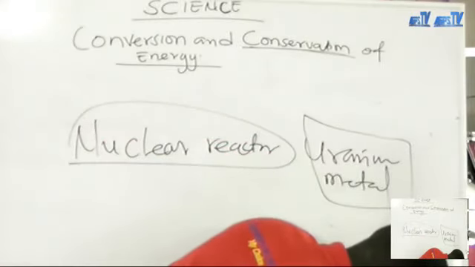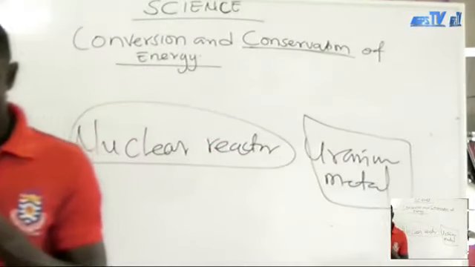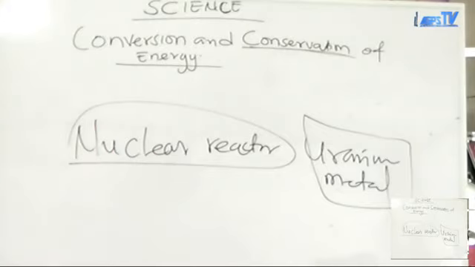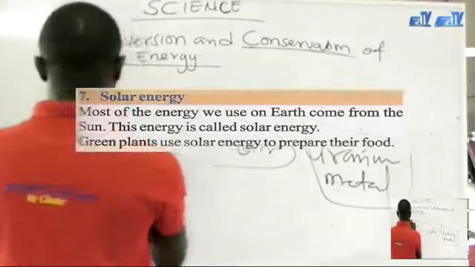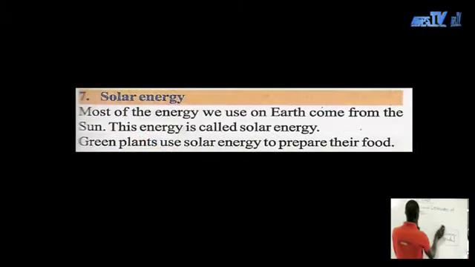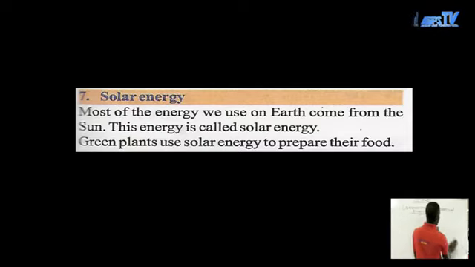So let's go to the next form of energy. The next form of energy is solar energy. You all know the definition of solar energy. Solar energy is energy obtained from the sun. Most of the energy we use on Earth comes from the sun. This energy is called solar energy.